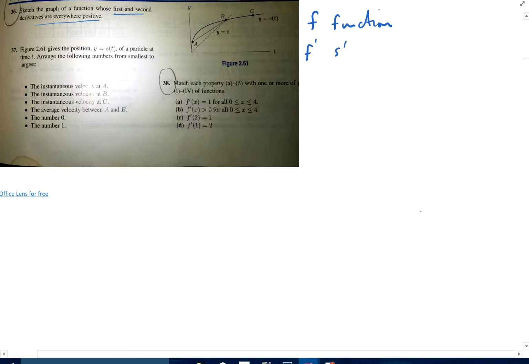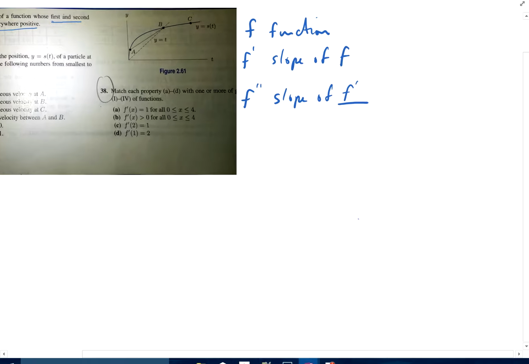f prime tells us the slope of f. f double prime tells us the slope of what? Think about it. Say it out loud. Good job. f prime is the slope of the function you're taking the derivative of. f double prime is the slope of the function you're taking the derivative of, which is f prime. Does that make sense?